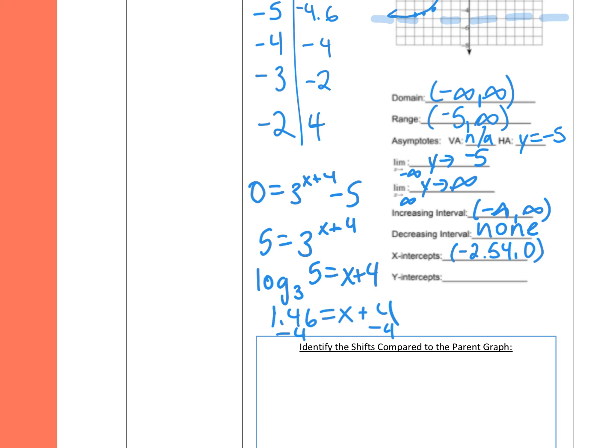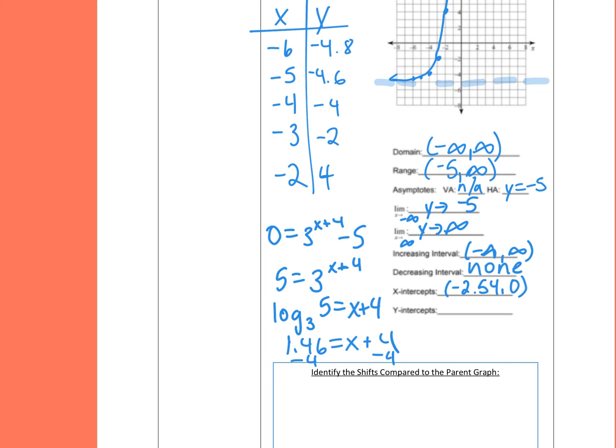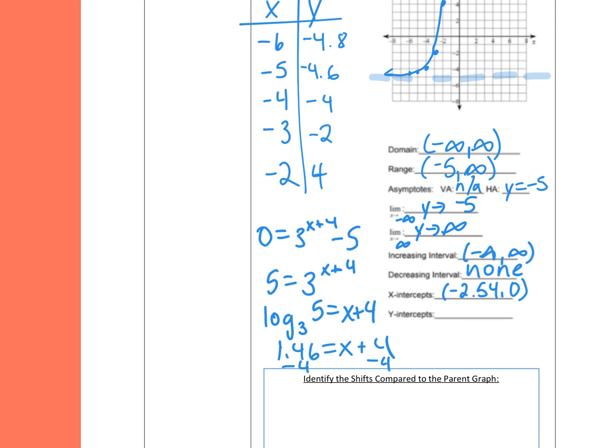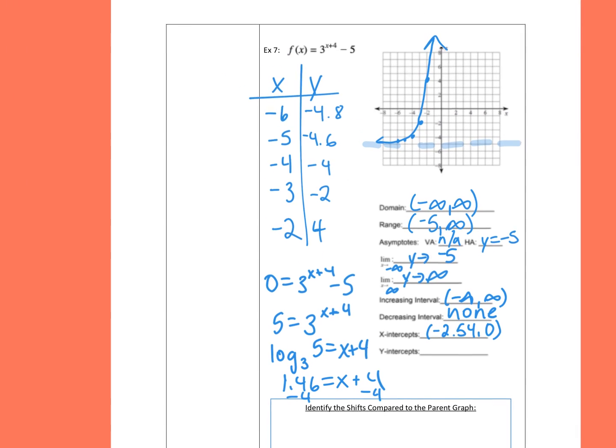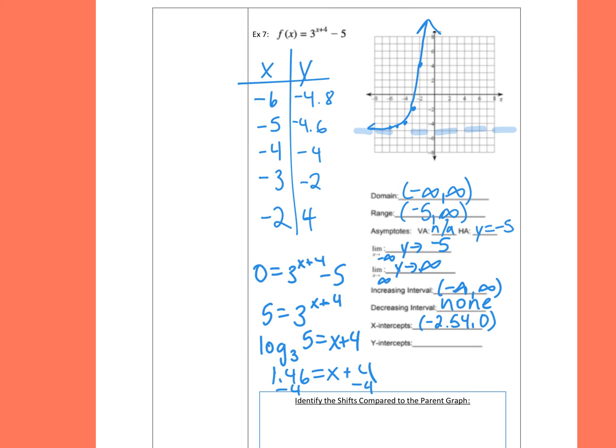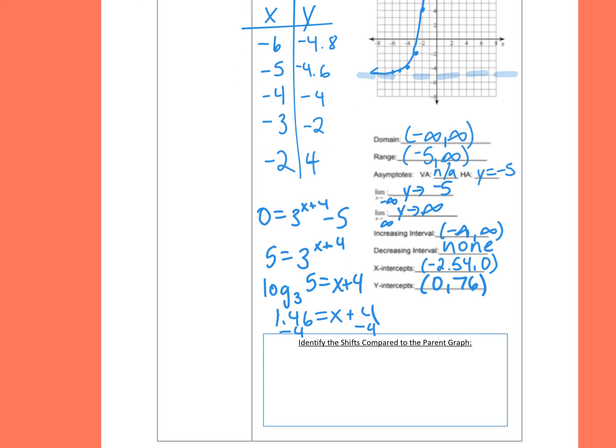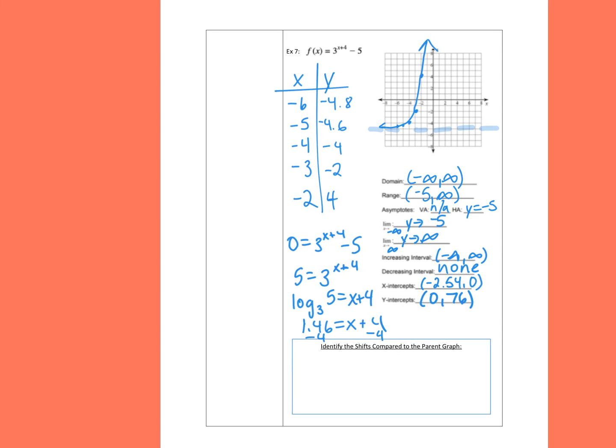What is 1.46 minus 4? (-2.54, 0). And then lastly, y-intercept. Don't know that either, but that one's a little easier to find. Just plug in 0. So what is 3 to the 4th power minus 5? 76. (0, 76). I like it. Identify the parent shifts. Left 4 and down 5.